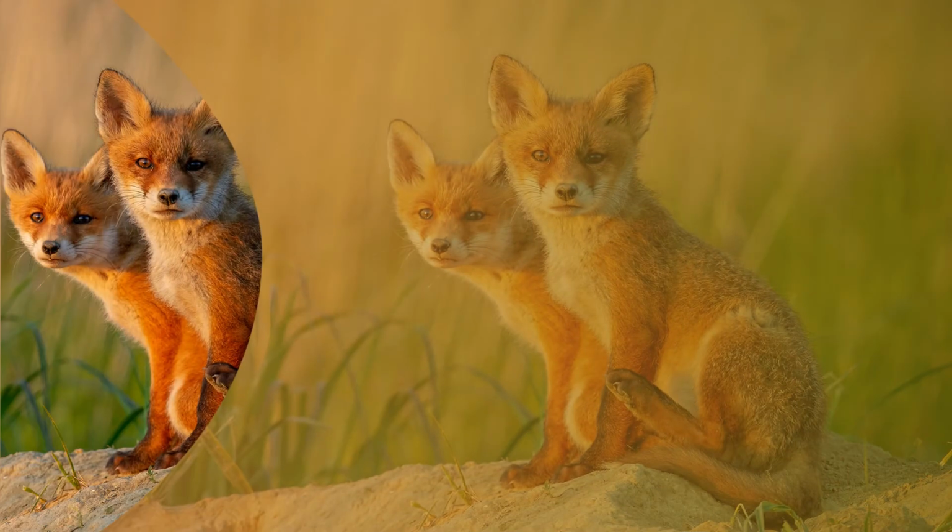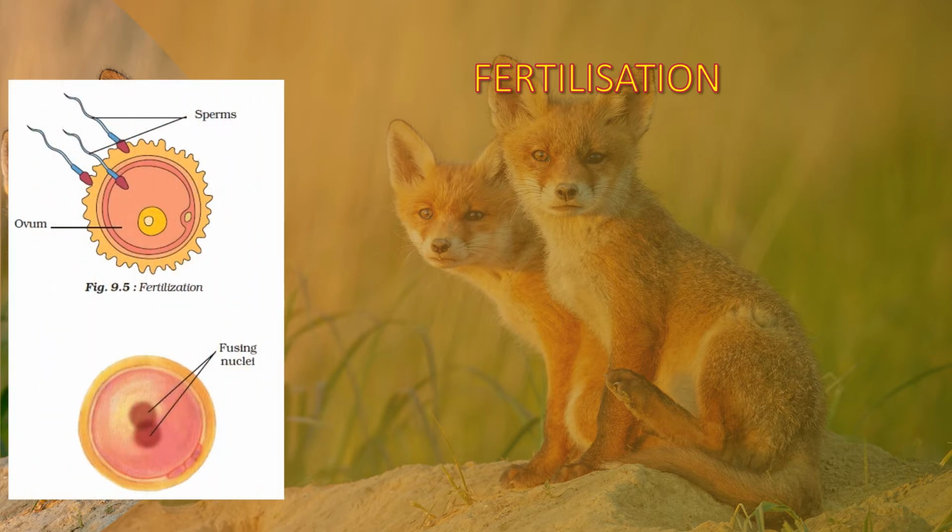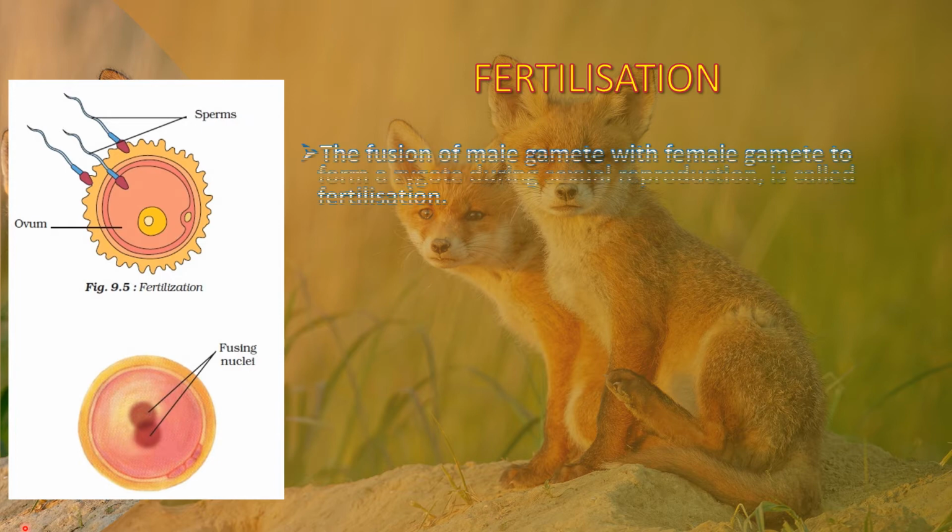The process of reproduction in humans takes place in two steps. Number one, fertilization, and number two, development of embryo. Now we will study fertilization. The first step in the process of reproduction is the fusion of a sperm, the male gamete, and an ovum, the female gamete. The fusion of sperm with the egg is called fertilization.